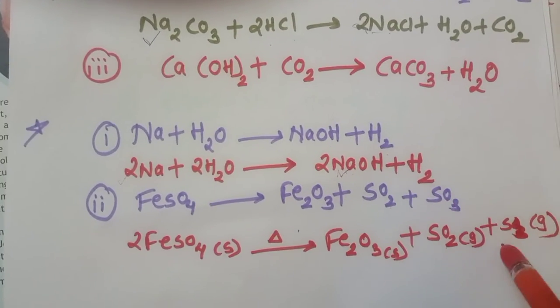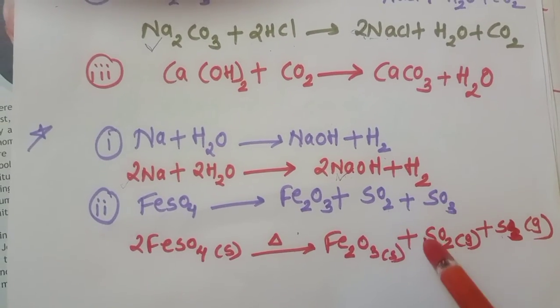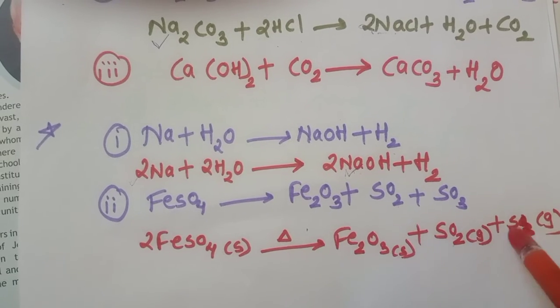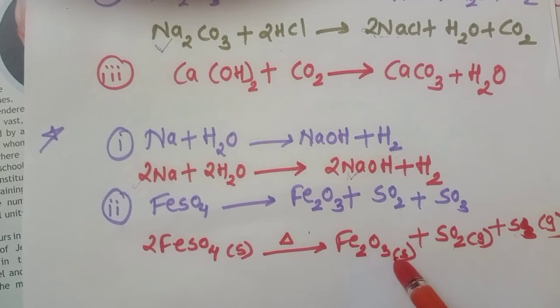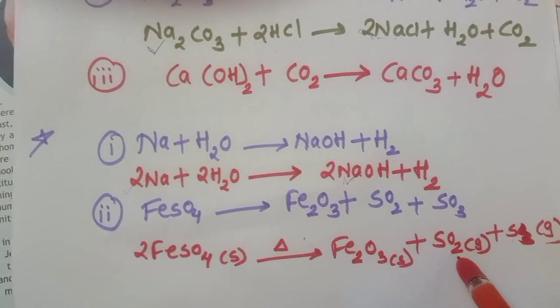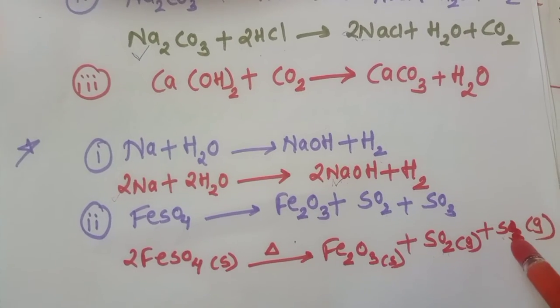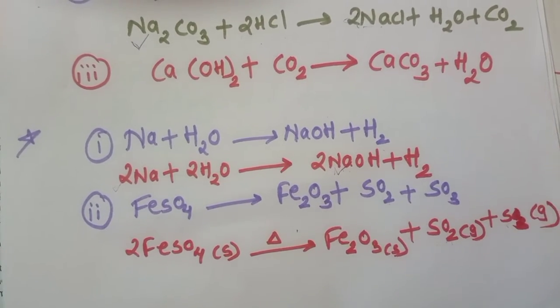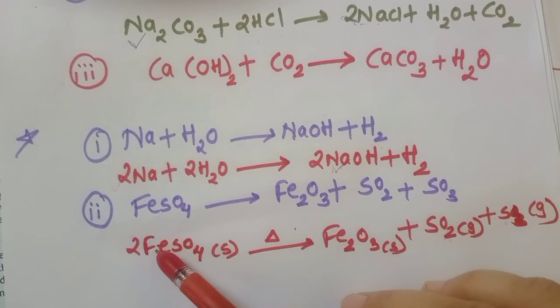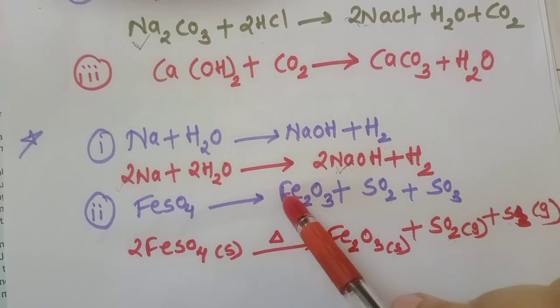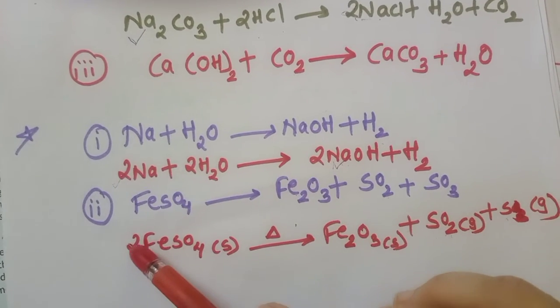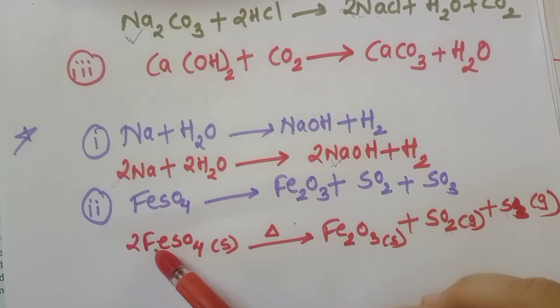This is SO3, SO2, O3. 3 plus 2, 5 plus 6, 8. Okay, balanced. Let us start with iron. Iron here, 1. Here 2. So I'll write 2 over here to balance the iron atoms.